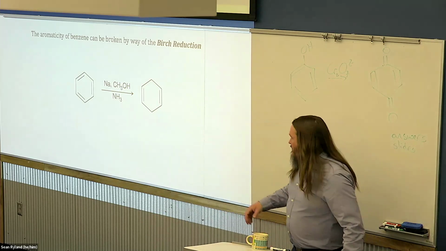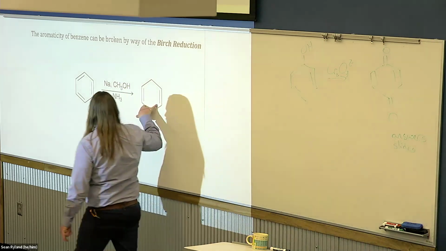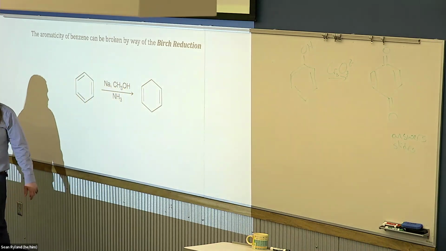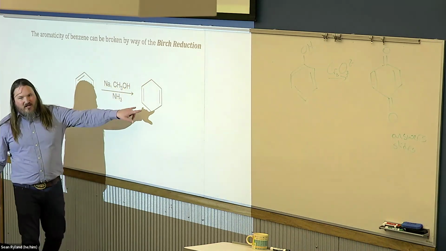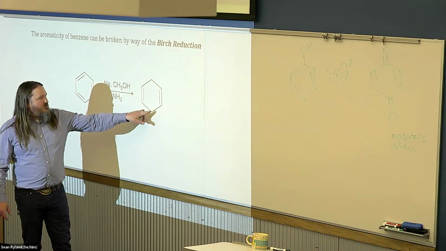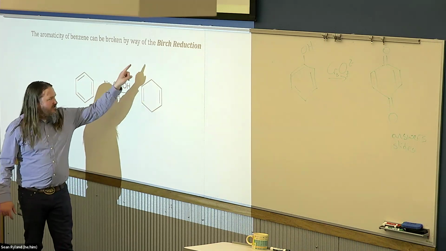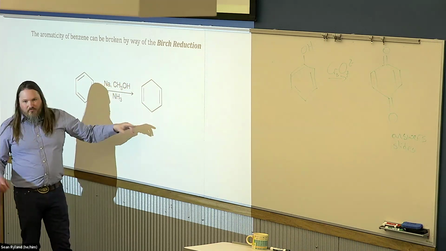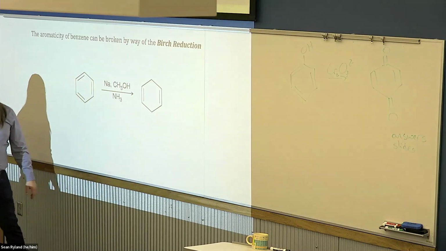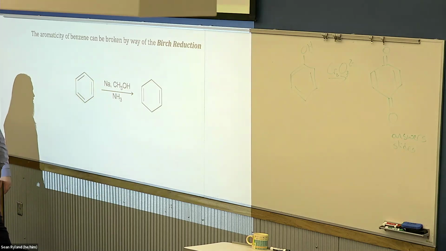So in this case, the weird aspect of it is that you completely break all conjugation, but you're still left with two alkene bonds. So there's no conjugation left because you have an sp3 at both points in the para position relative to each other.